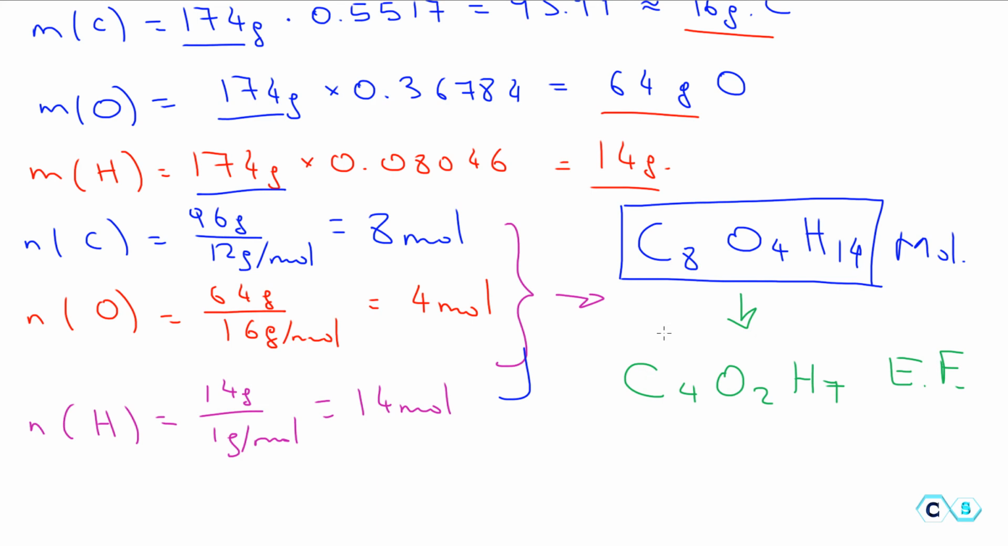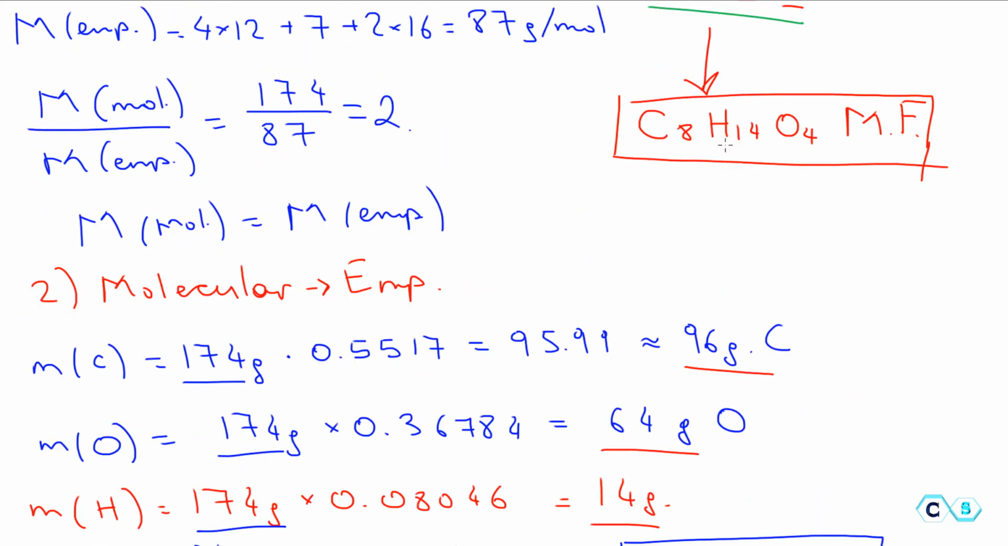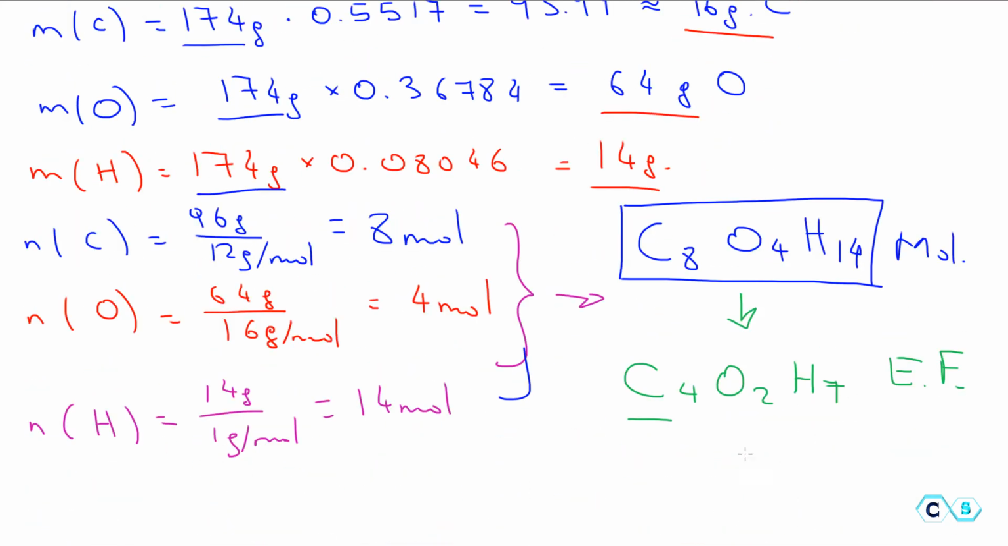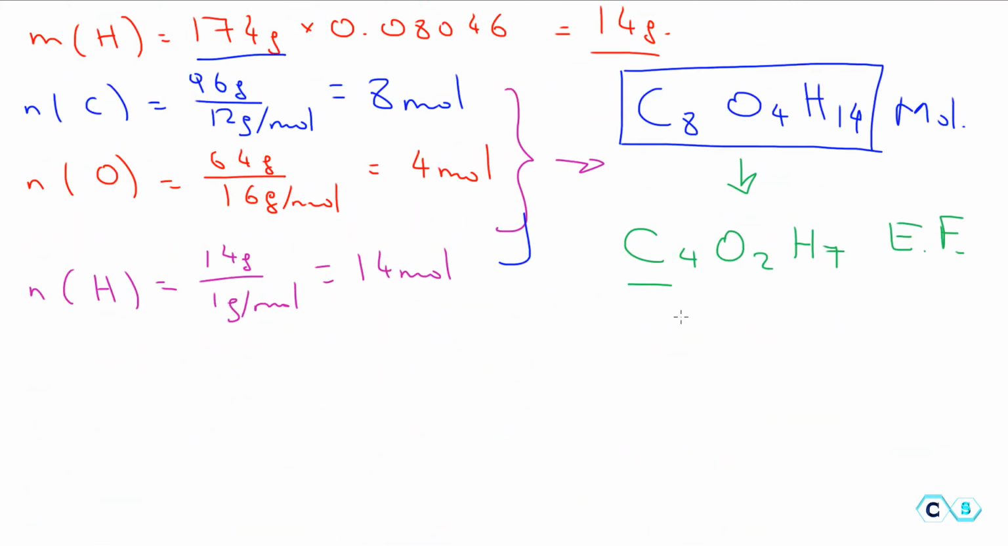I noticed that the order of my elements is different. Here I had CHO, here I have COH, but remember, it doesn't matter. These are just empirical and molecular formulas. These are not about the structure, they're not structural formulas, so the order doesn't matter. Okay, so 2 ways how to determine the empirical and molecular formula.